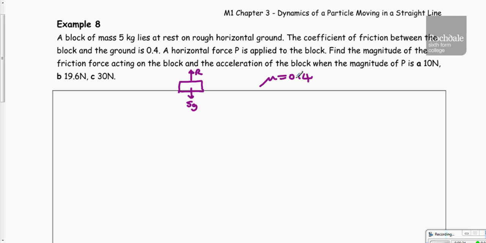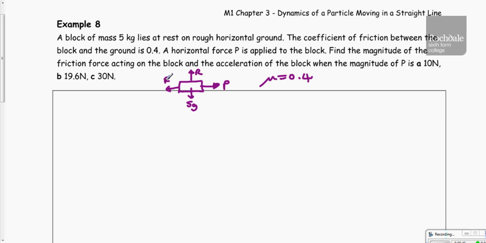A horizontal force P is applied to the block. So if that was going to pull it forwards, then we would have our frictional force acting in the opposite direction. Find the magnitude of the friction force acting on the block and the acceleration when P is 10. Well, let's have a look first of all at what's going on.